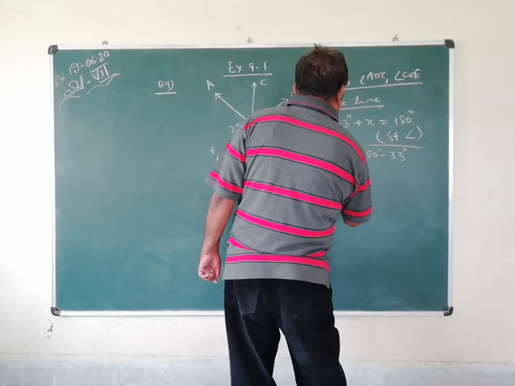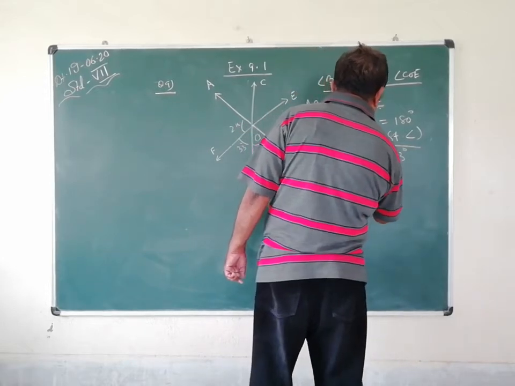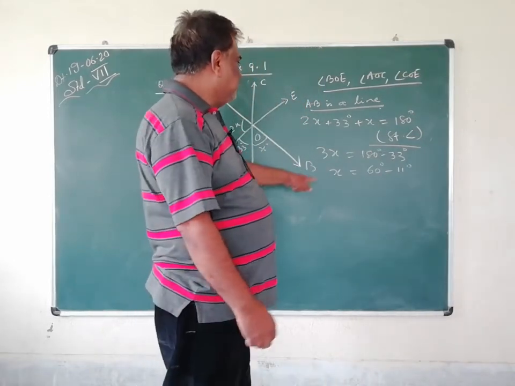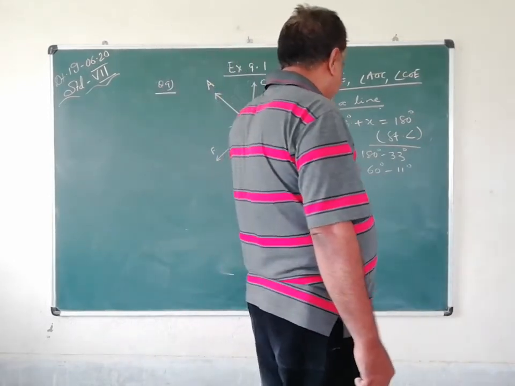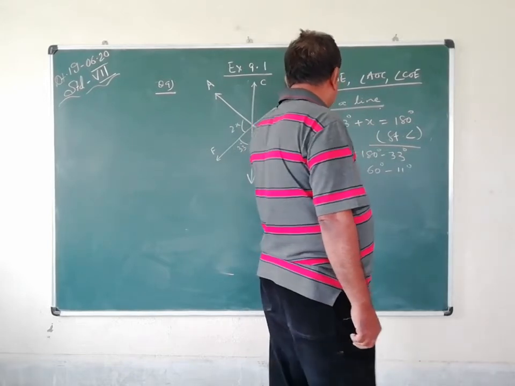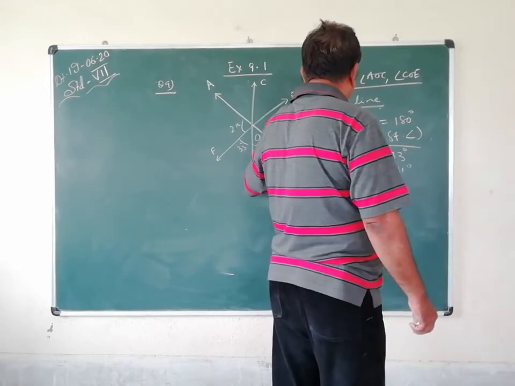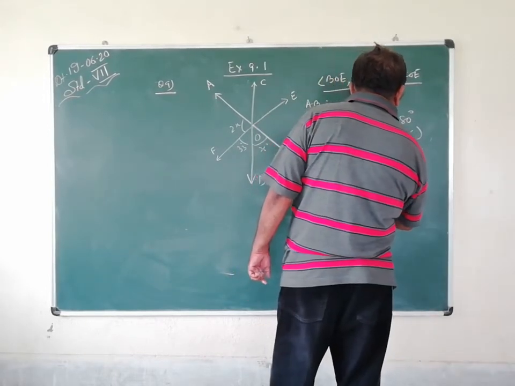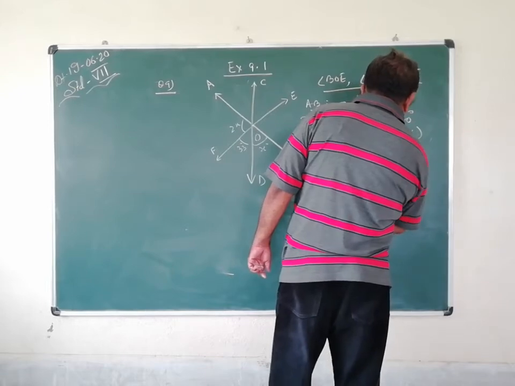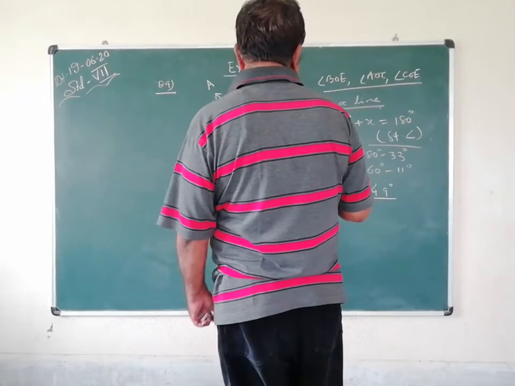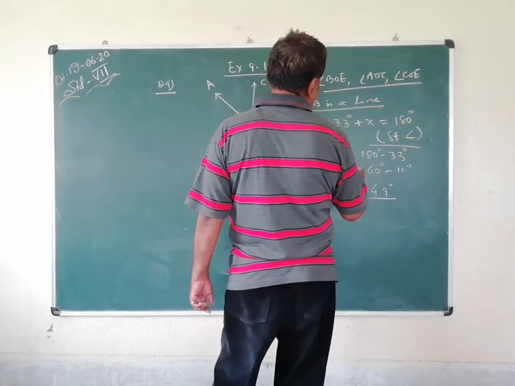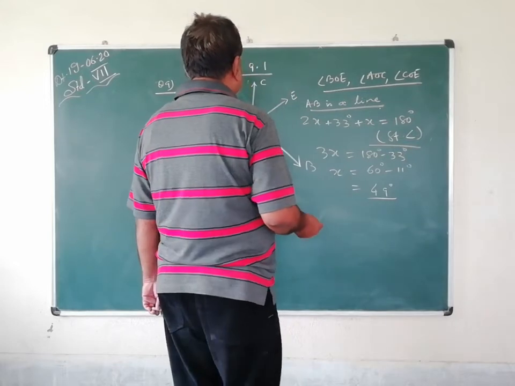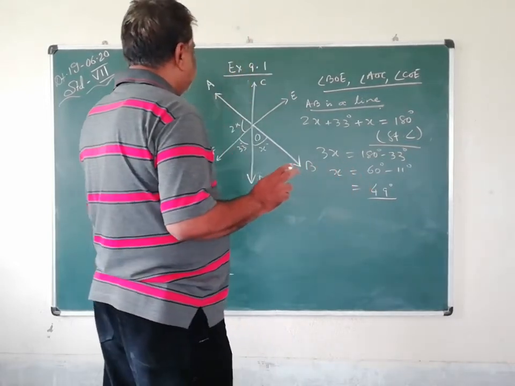X will be equal to 3 divided by 3, that is 60 degree minus 11 degree. What I have done here, I have just applied my brain, and I am dividing 3 to all the numbers. So I can get it easily, 49 degree. So x is equal to 49 degree. You find out this one, how I have done here. Otherwise you have to subtract this and divide by 3. So I have done this one more easier way.